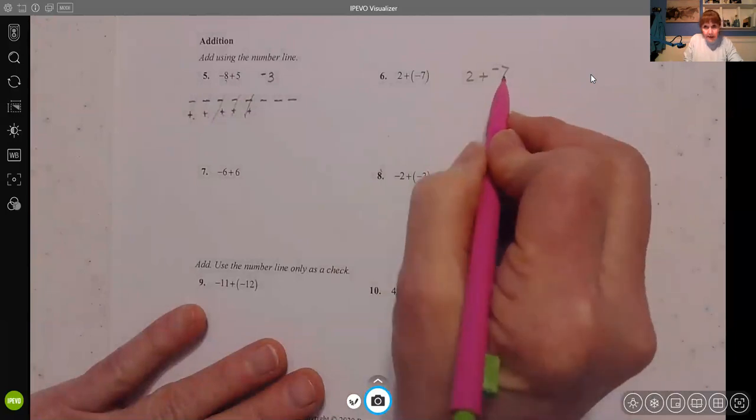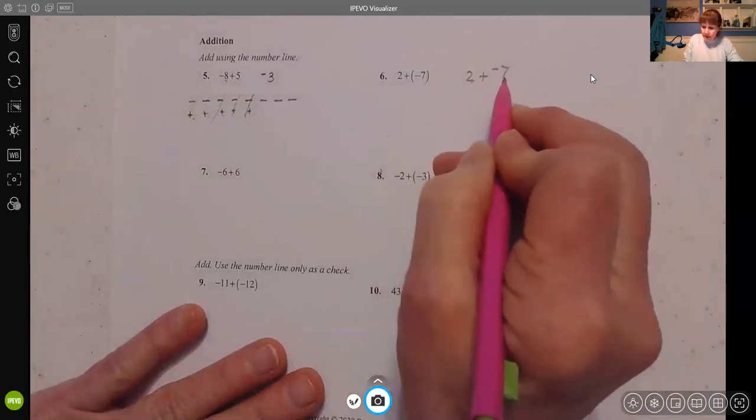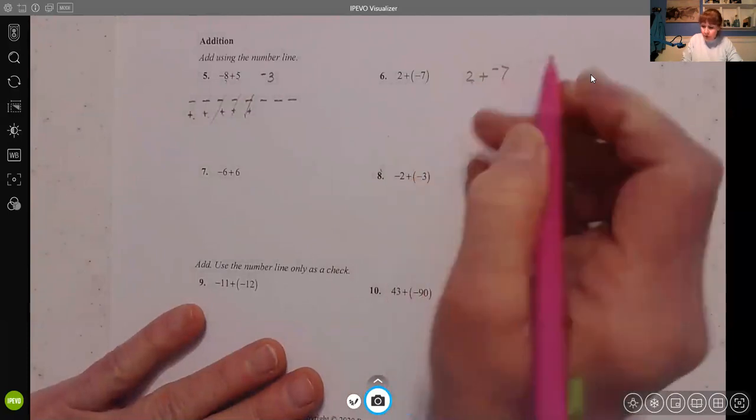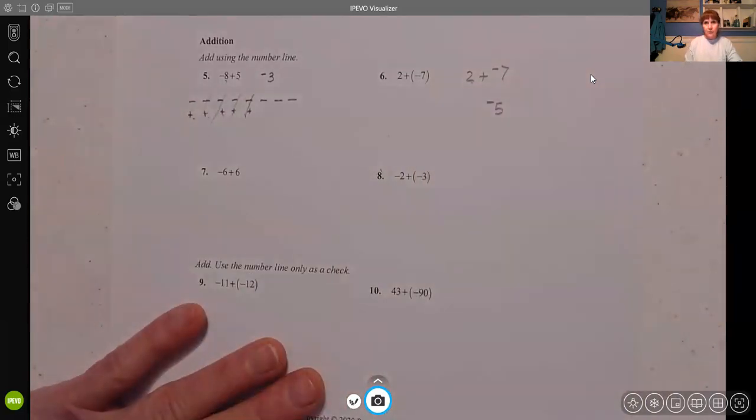You have 7 negatives and 2 positives. 2 of these positives are going to cancel 2 of these negatives. And when you do, you're going to be left over with 5 negatives left over. So your answer is a -5.